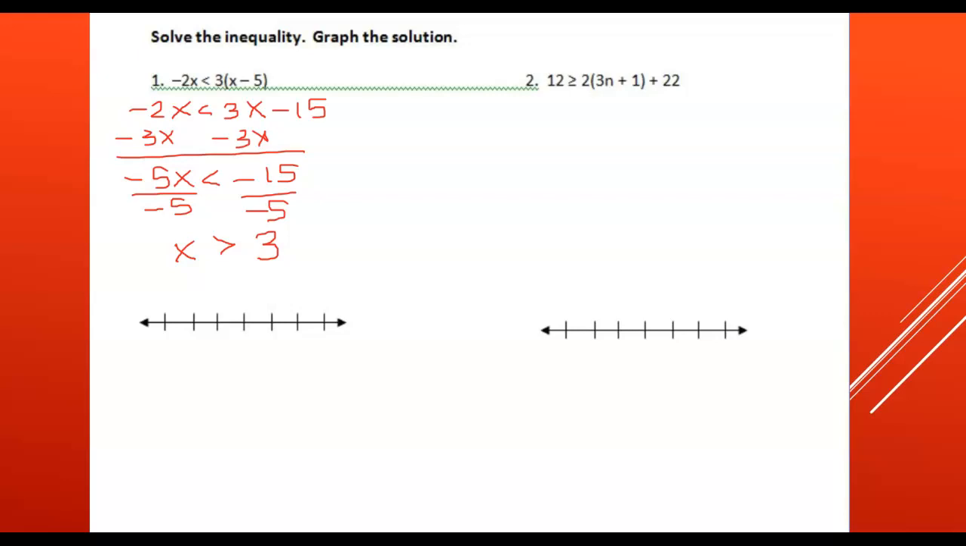On your number line, I don't care if you start at 0 or not. You just need to make sure you have 3 on there and 2 numbers above it and 2 numbers below it. This is greater than, so it's an open circle. Therefore, it is shading right.